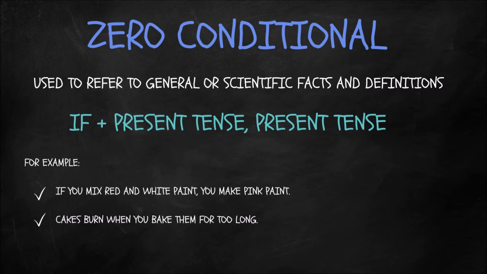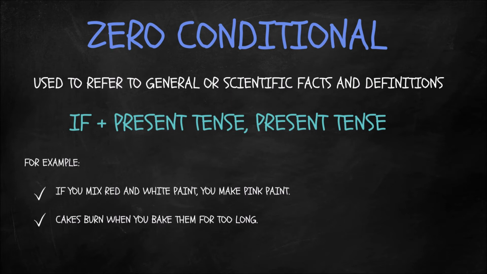Now, if we look at the result clause where it says present tense, just be really careful that this clause doesn't contain will, because we're talking in general. It's not a specific conditional like the first conditional. This is talking about general facts and situations. Let's look at some examples of the 0 conditional.